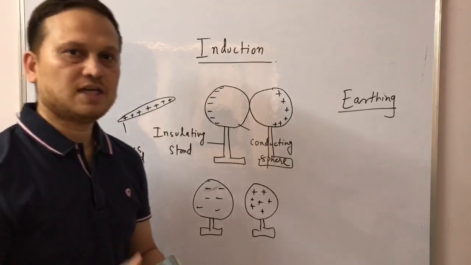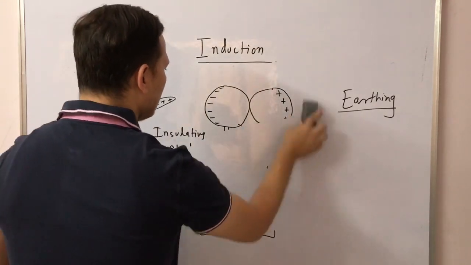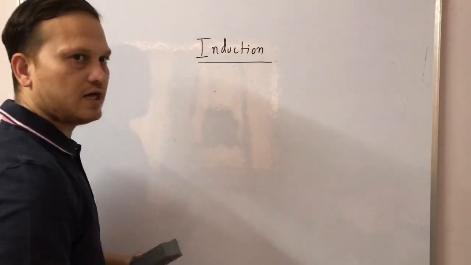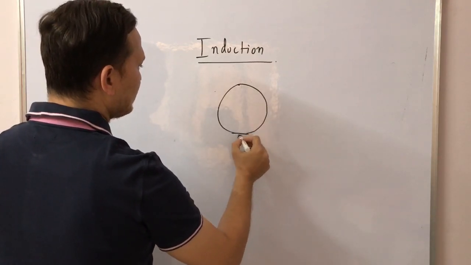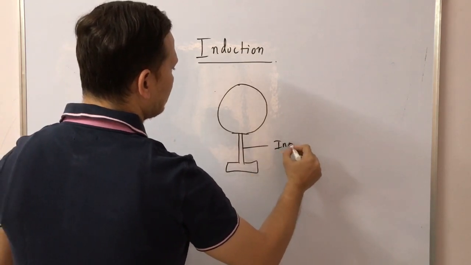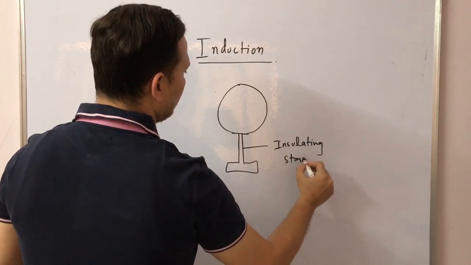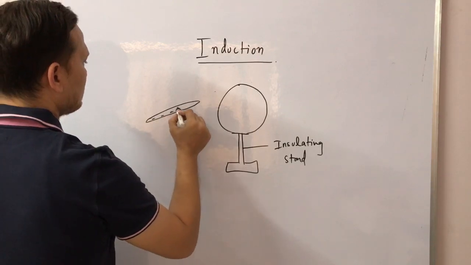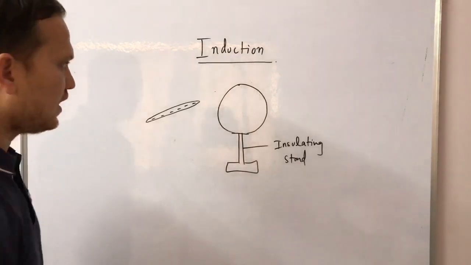A similar experiment we will do with a single spherical conductor. So let us see how a single spherical conductor can be made positively charged or negatively charged. See, now here I will take a single conducting sphere which is on an insulating stand. Now here I will bring a negatively charged rod. Now what happens again?